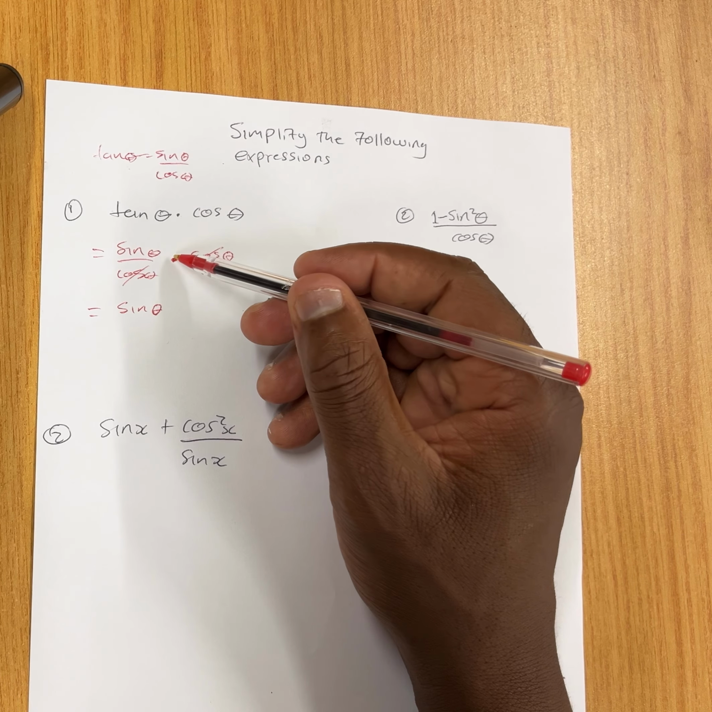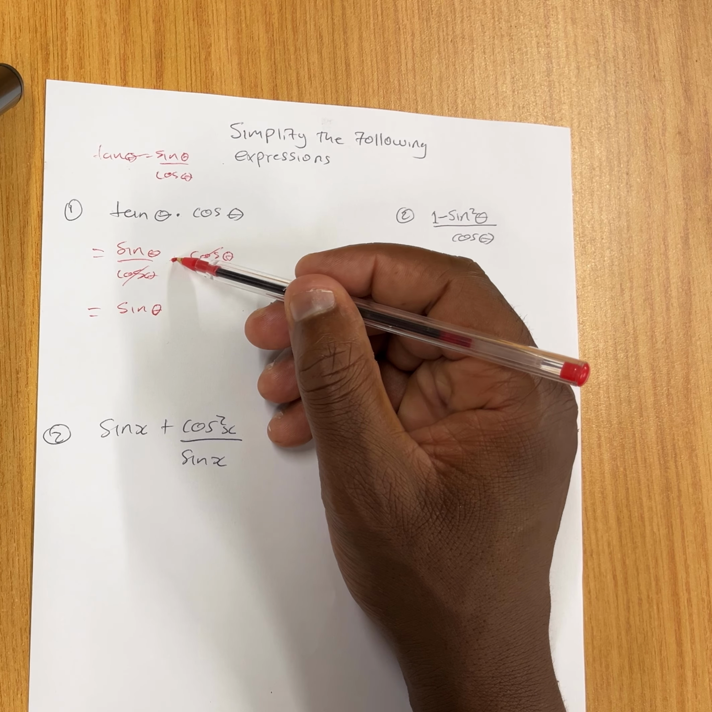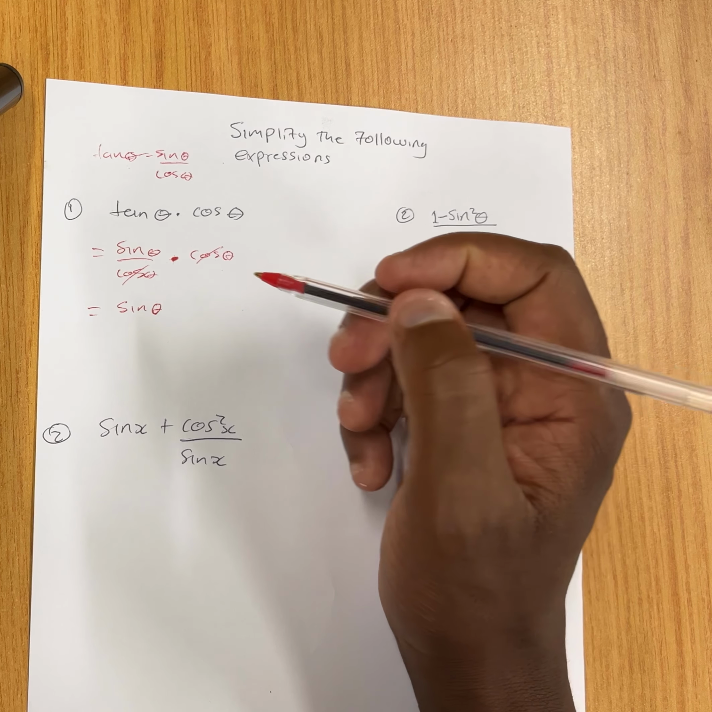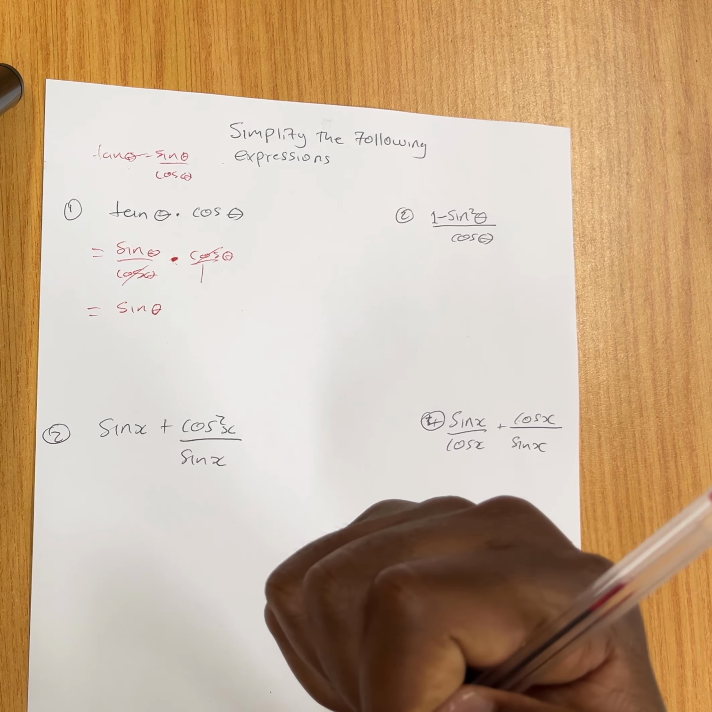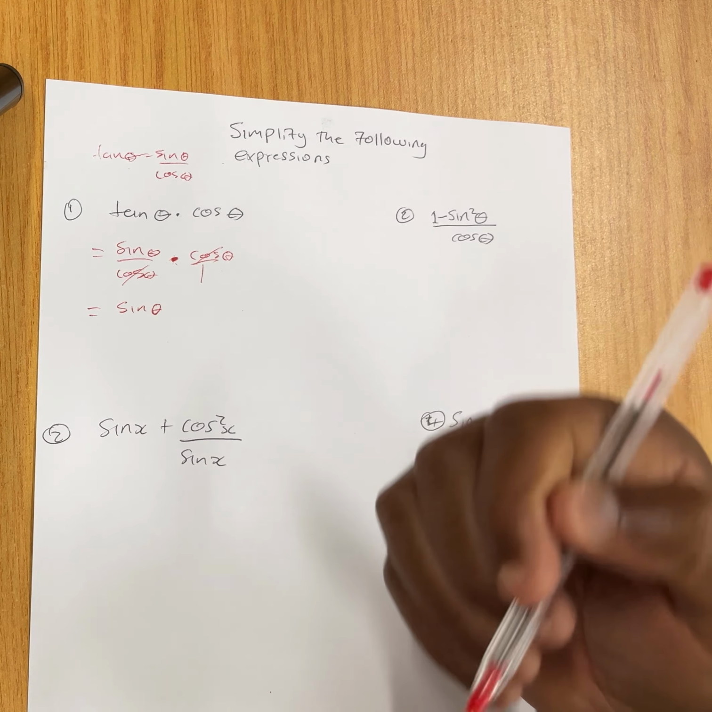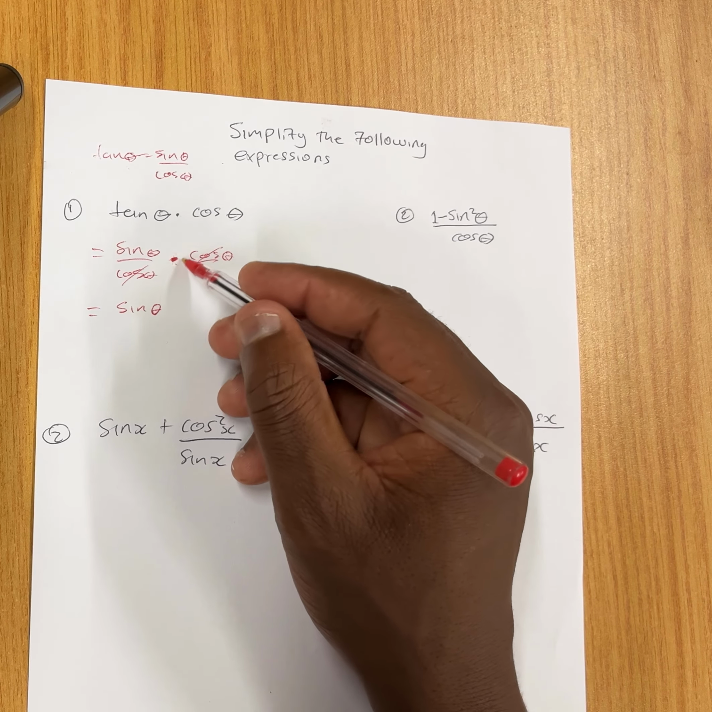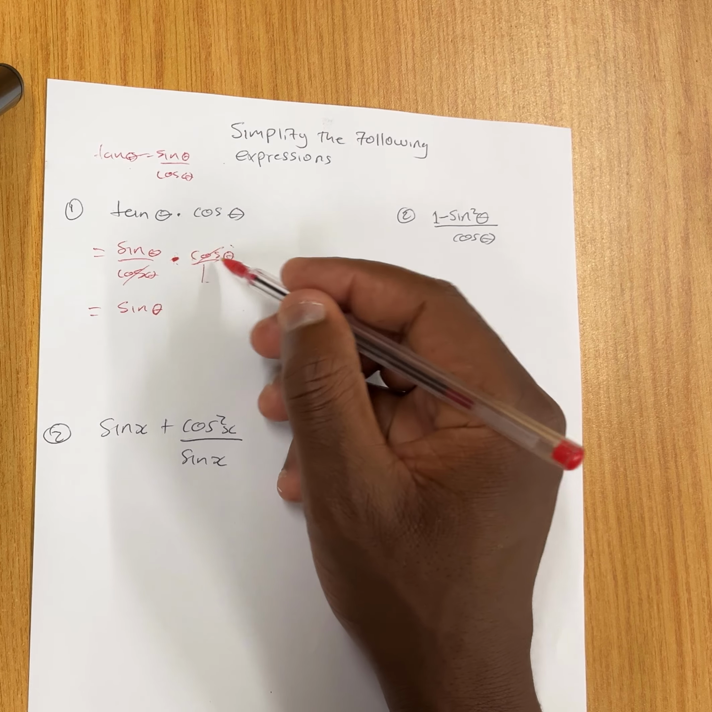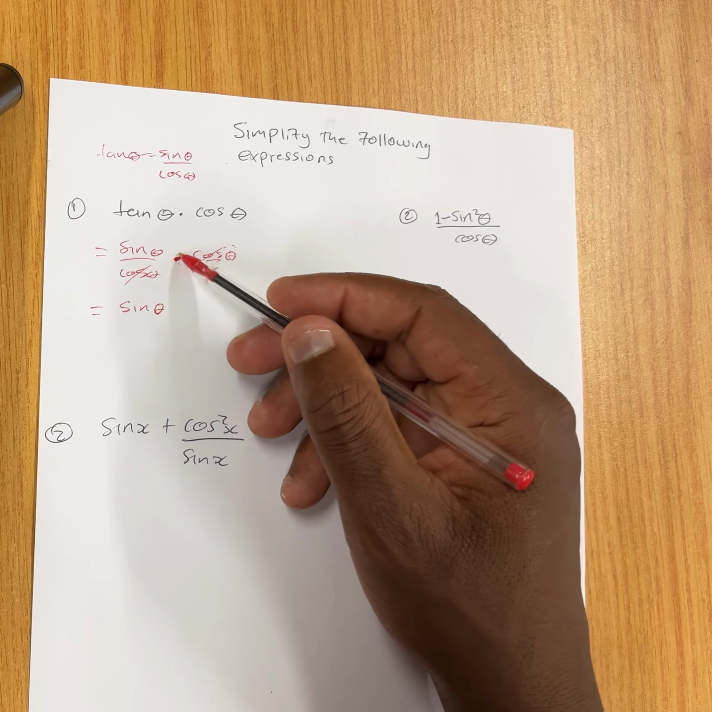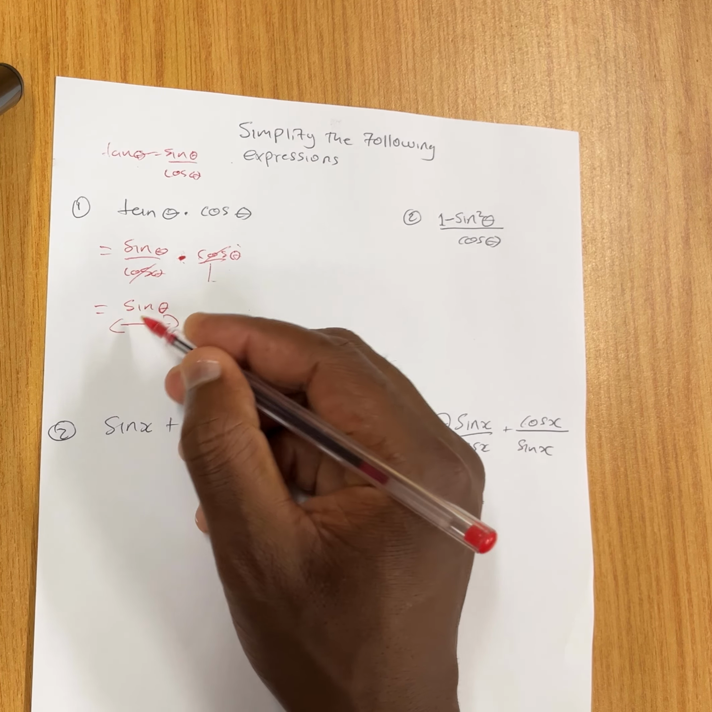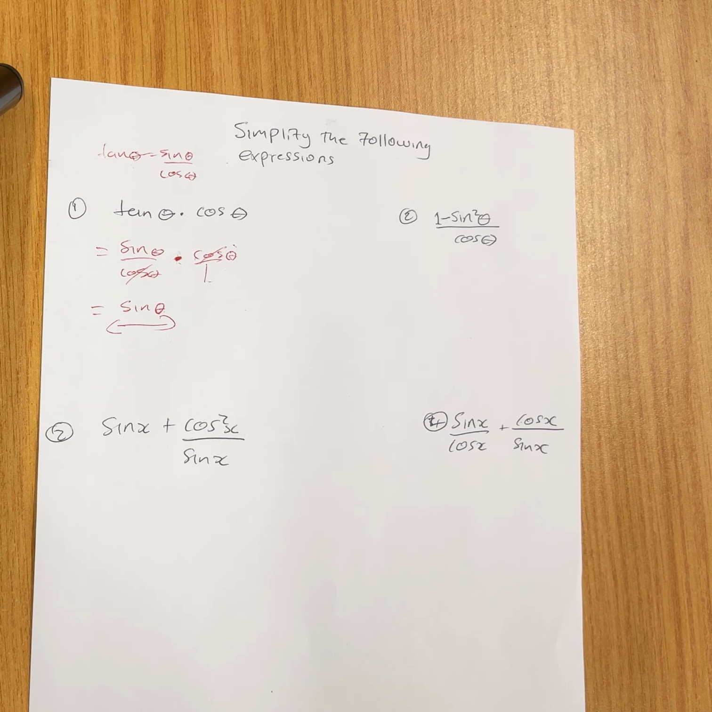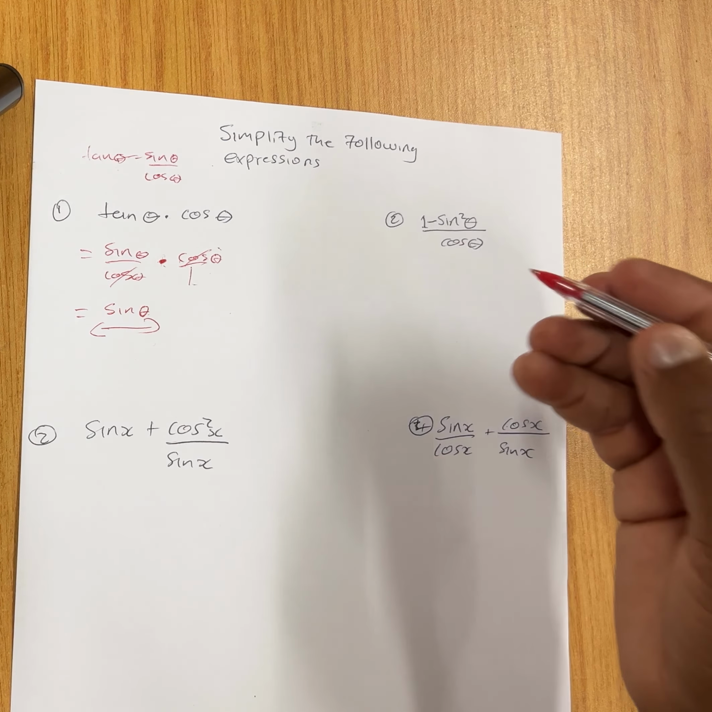But if ever it was addition or subtraction, you are going to add the two fractions, or subtract the two fractions. But if ever it is division, you swap the values and then you change it into multiplication. So our answer in this case will be sine of theta. Let's look at number two.